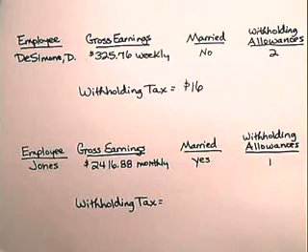Now we will look at employee Jones, who has gross earnings of $2,416.88 monthly, is married, and has 1 withholding allowance. We go to the wage bracket table.